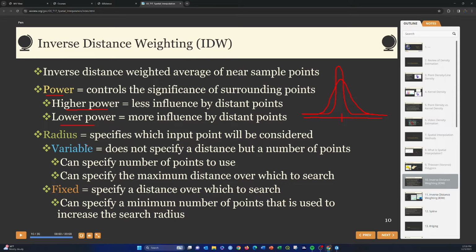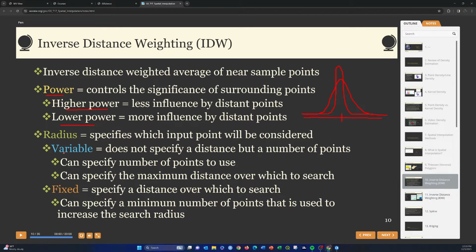The radius has to do with how far out you'll look to find nearby samples or measurements that you use to actually predict that new location. A variable radius means that you don't specify a distance but a number of points. So basically you can look out as far as you want. You say you just want to use the nearest 12 points. So you just go out and find the 12 nearest ones, it doesn't matter how far away they are. In contrast to that, fixed basically means that you're going to use all the points within a given radius.